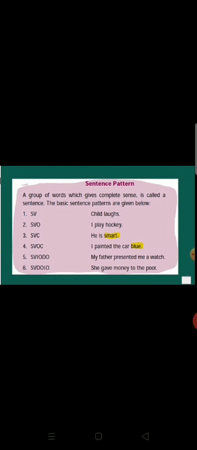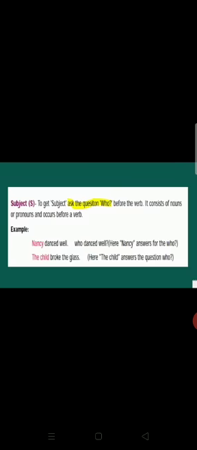So first we will look at the sentence pattern definition. There are 5 important components in a sentence. First we are going to see what is the subject. How to identify the subject? To get the subject, ask the question who. It consists of a noun or pronoun and occurs before the verb. That means the subject should come before the verb.